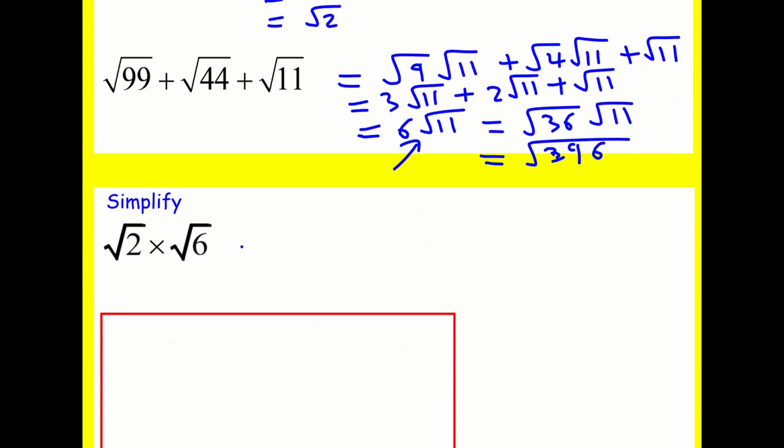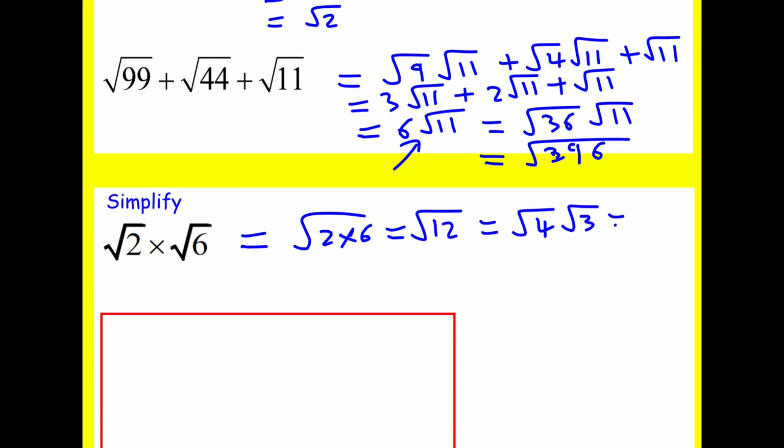So actually there's two ways to do this one. First way is to just bring it inside. 2 times 6, which is root 12. This is not yet simplified because there's a common factor of 4 and 3. I'm going straight to that. This is 2 root 3.